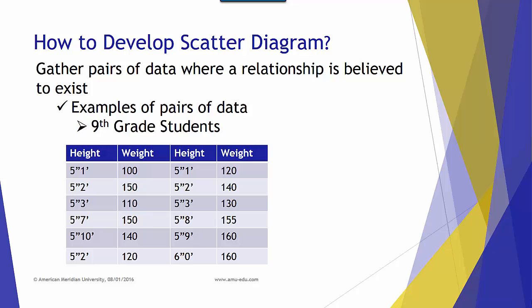How to develop a scatter diagram. Gather pairs of data where a relationship is believed to exist. Examples of pairs of data are noted on this slide. Here we are looking at ninth grade students. We are going to compare weight and height. Where we see weight and height together, these are pairs of data.